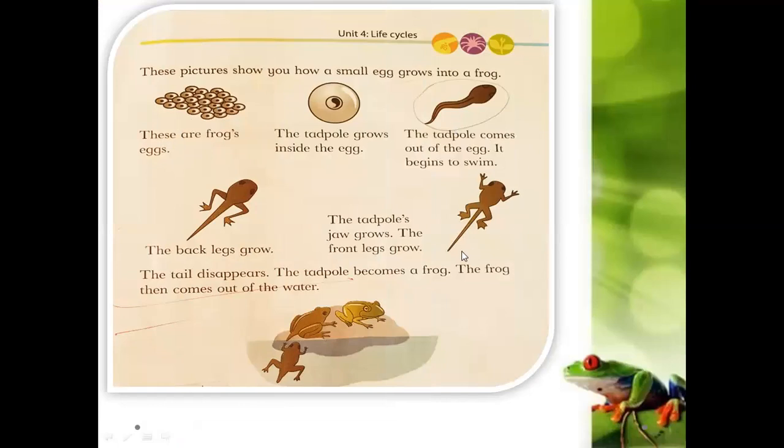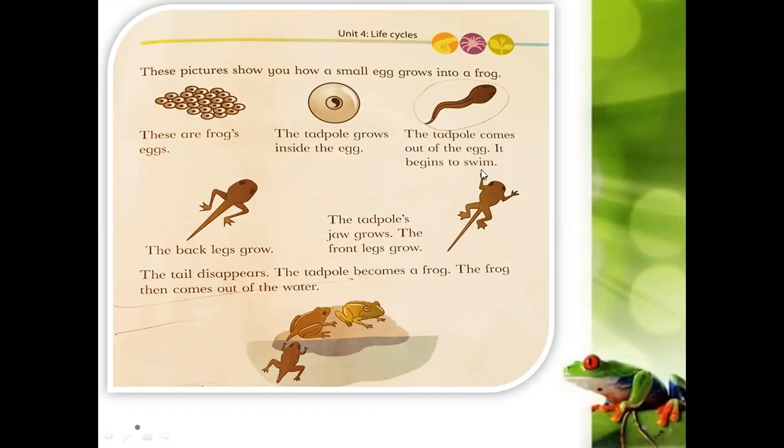Now there is another diagram. You will also learn the labeling of this diagram. What is this? This is the egg of the frog. Okay. Then what happened? The tadpole grows inside the egg. Then a tadpole comes out of the egg, it begins to swim, like in this stage, okay? The back legs grow after this stage, and after this, the front legs grow, okay? So the first one is egg, inside the egg is tadpole, then it begins to swim.